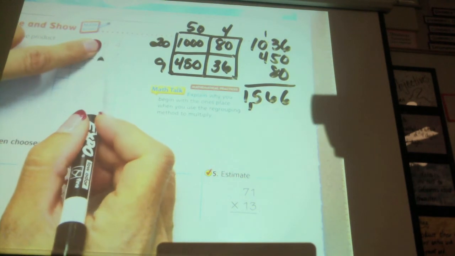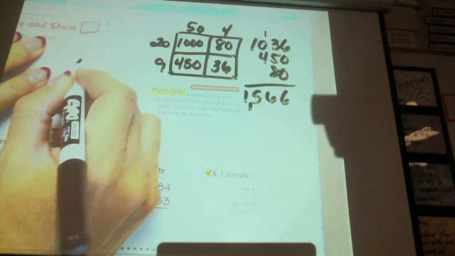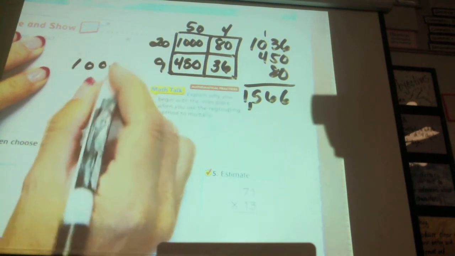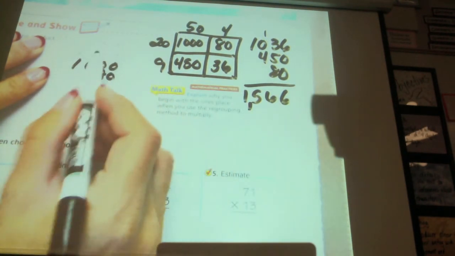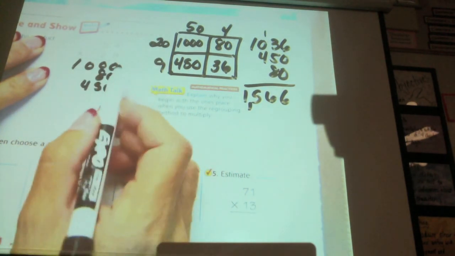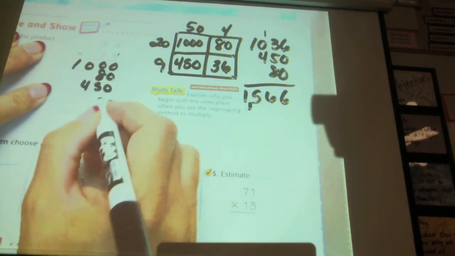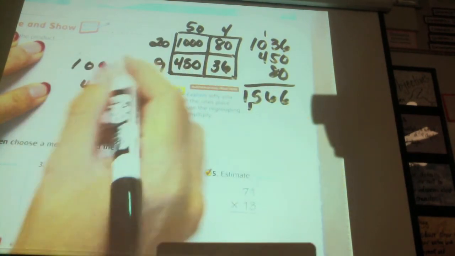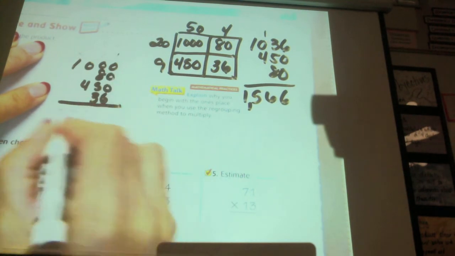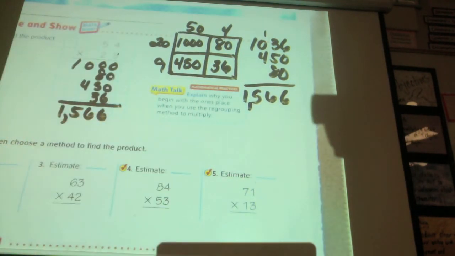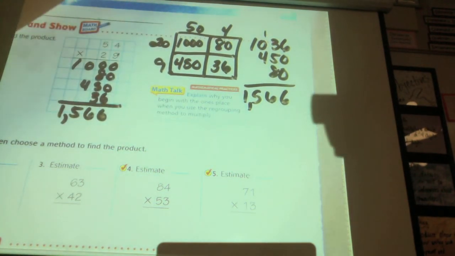Okay, now if you did partial products, you will have the same numbers. You will have done 50 times 20, which is 1,000. You will have done 20 times 4, which is 80. You will have done 50 times 9, which is 450. And you will have done 4 times 9, which is 36. It's the same method. It's the same as this, just without the model. And then when I add that up, I get 1,566. That's how you would come up with it.